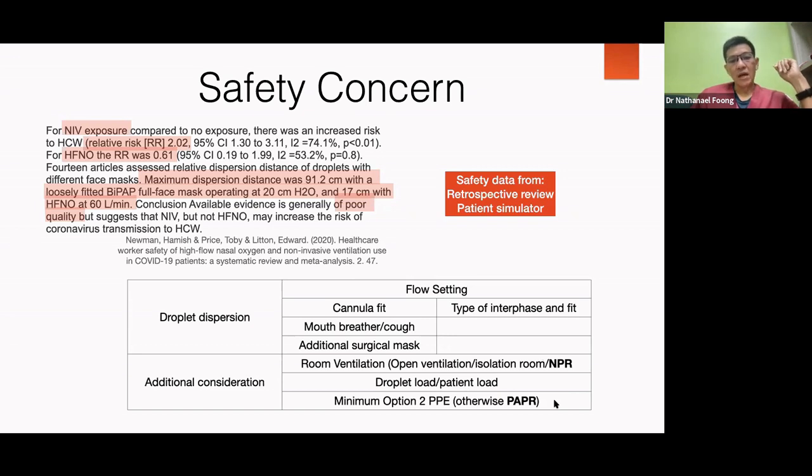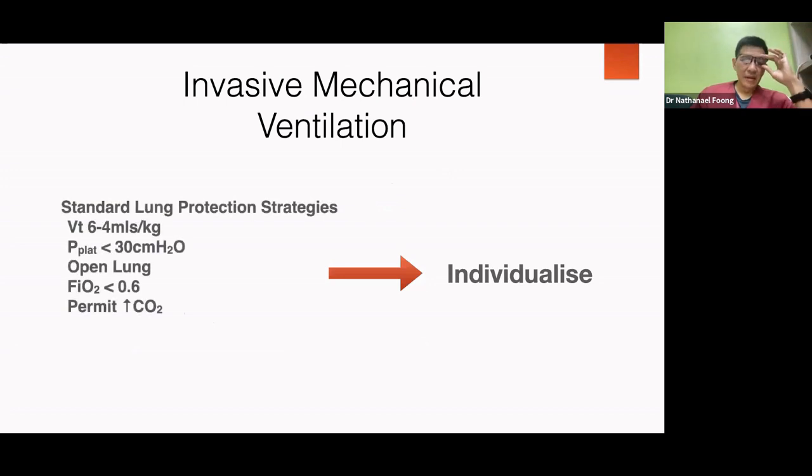So any one of you who wants to consider putting a high flow nasal cannula or NIV on these COVID patients probably needs to look into not just the device that you use itself, but also the environment that you're putting this patient in. Of course, if these patients fail the non-invasive method, invasive mechanical ventilation will be implemented.